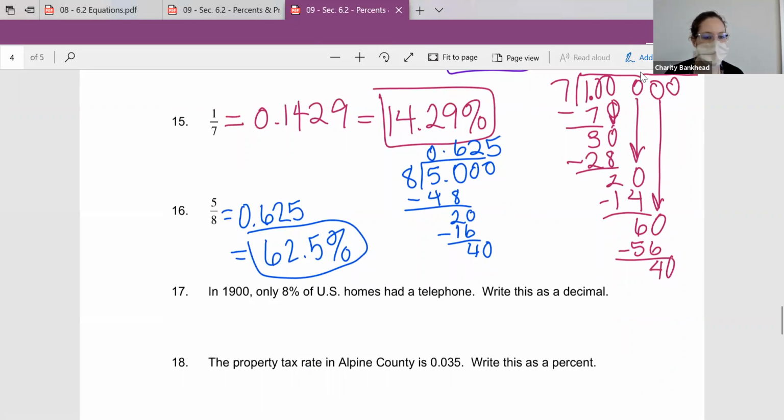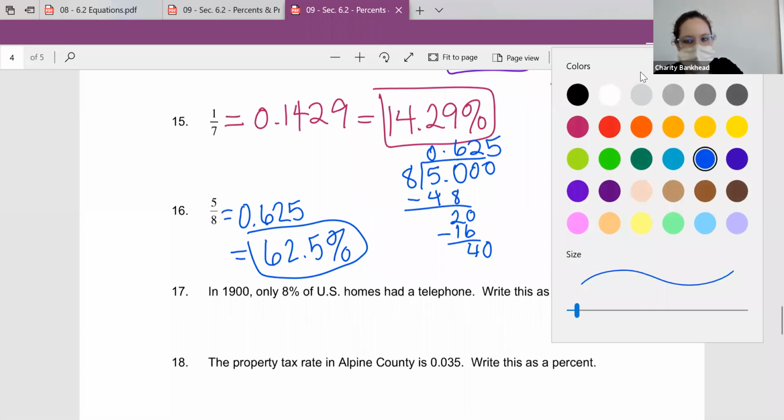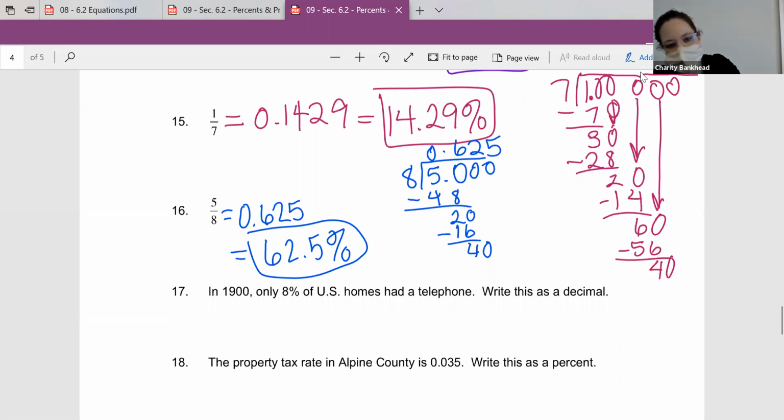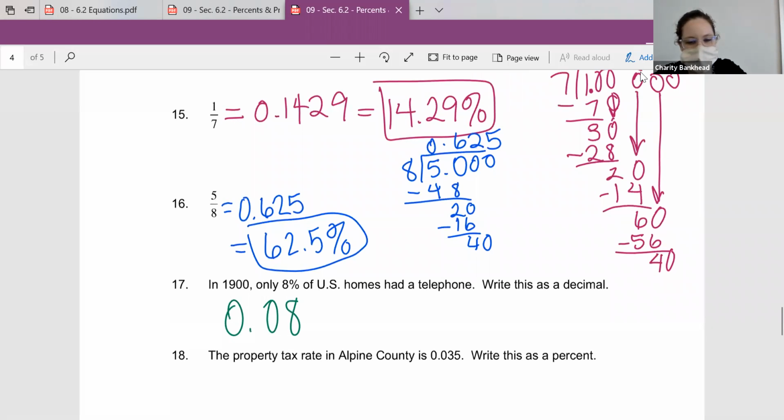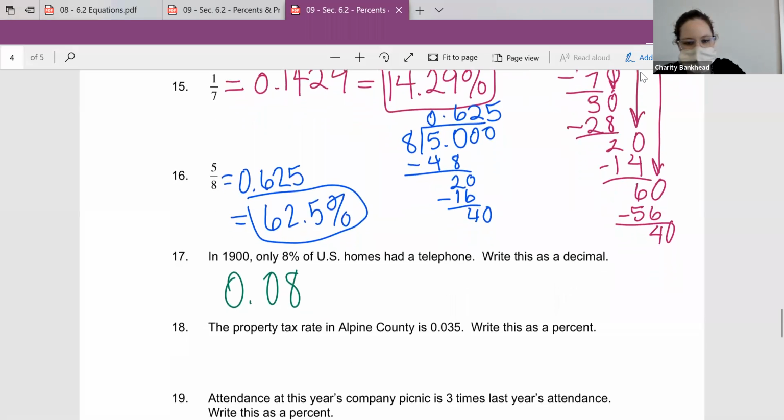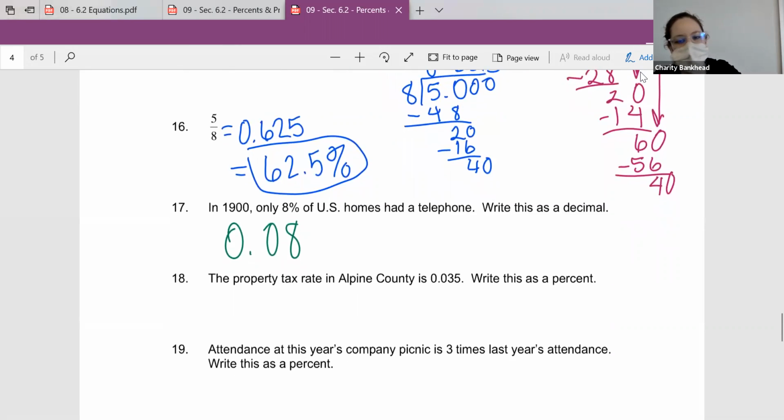Number 17 says, in 1900, only 8% of US homes had a telephone. Write this as a decimal. Well, that's just writing 8% as a decimal, so that would be 0.08. And number 18 says the property tax rate in Alpine County is 0.035. Write this as a percent. So that would be 3.5%.